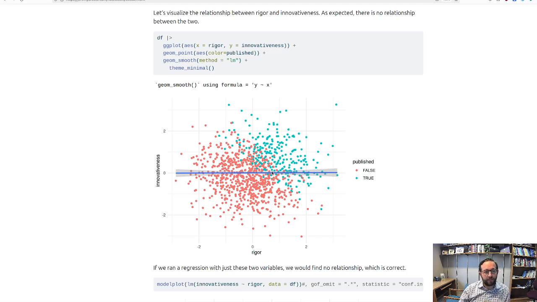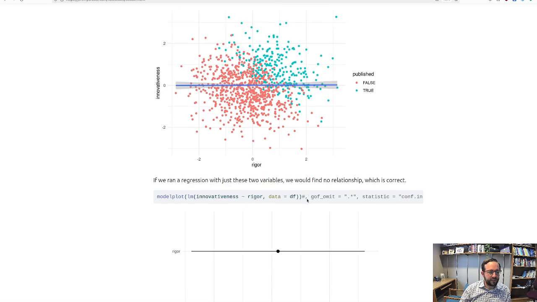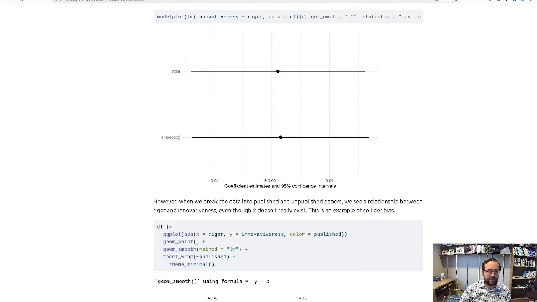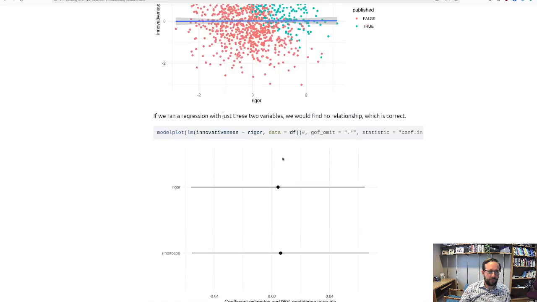This is equivalent, and I'll show this in just a second, to running a regression. So that's what this lm is, a linear regression model of innovativeness on rigor from our data. And these are the estimated coefficients, right? They're both very close to 0, as we'd expect. So rigor does not predict innovativeness.